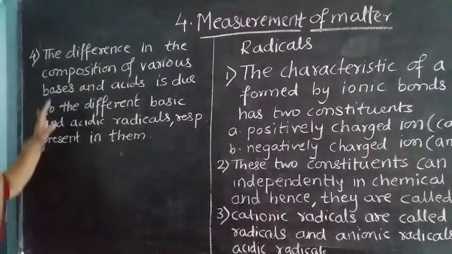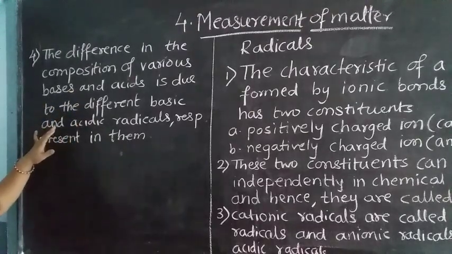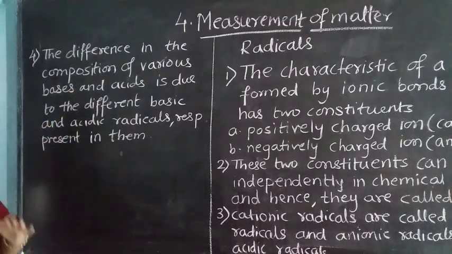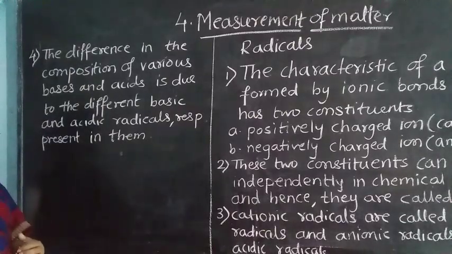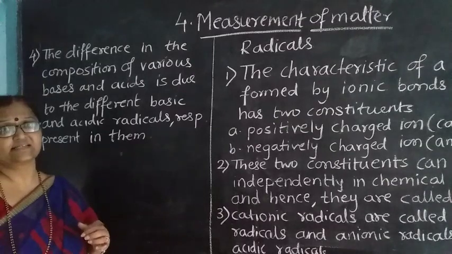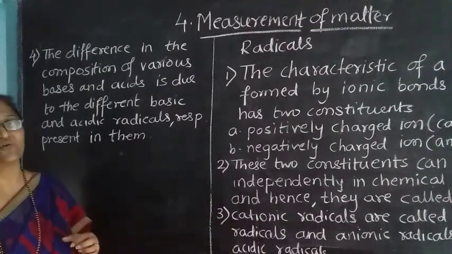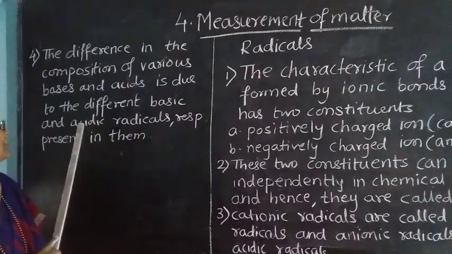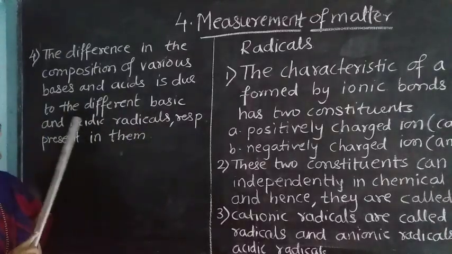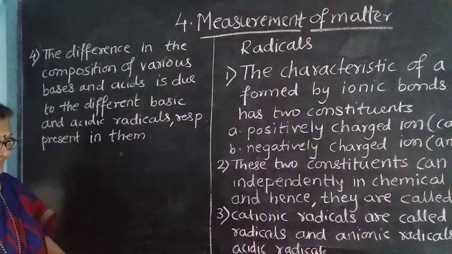The difference in the composition of various bases and acids is due to the different basic and acidic radicals. That means the basic and acidic radicals combine together in the chemical reaction, due to which there is an ionic bond between them, and one compound is formed. So this is the basic and acidic radicals combined together which are present in them.